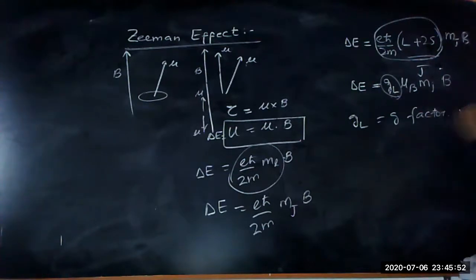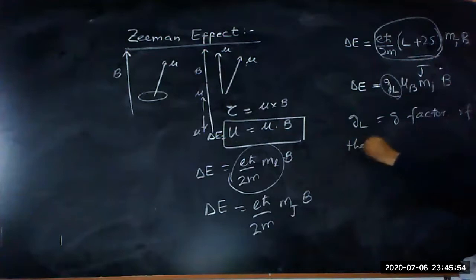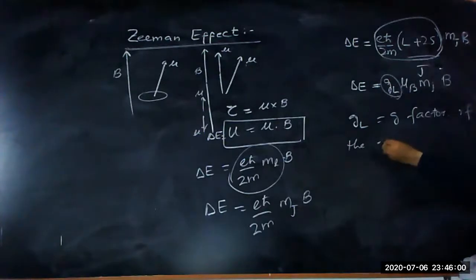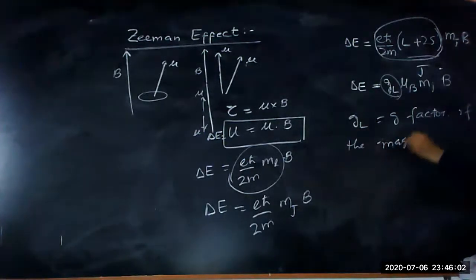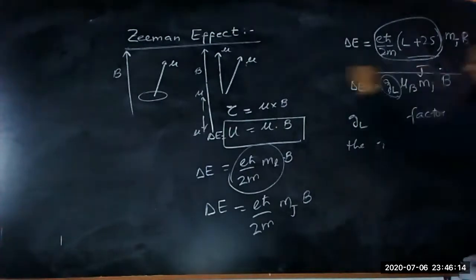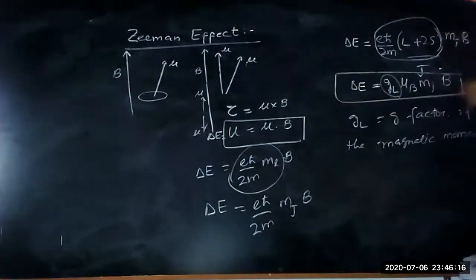g_L is the g factor of the level, of the total magnetic moment. This is another spectroscopic constant factor. So now we say that this is the change in energy.